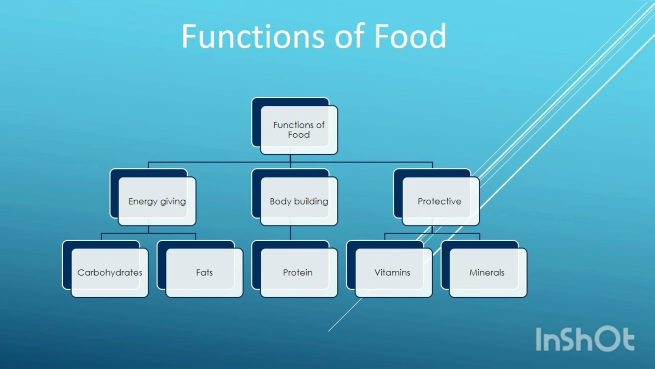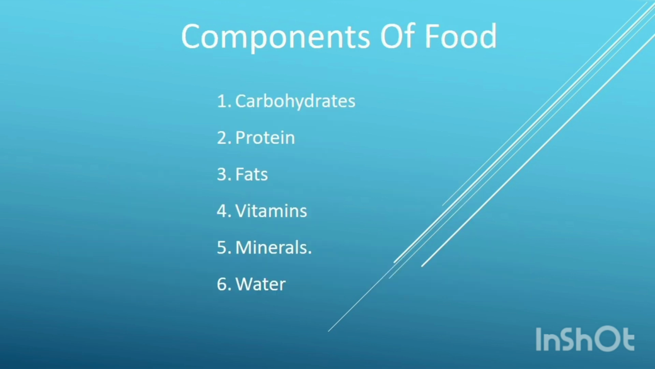So now these carbohydrates, fats, protein, vitamins, minerals are nothing but the components of food. With all this, water is also an important component of food. We get water from fruits and vegetables, and we can drink water as per our body requirements. Now let's discuss these components one by one.